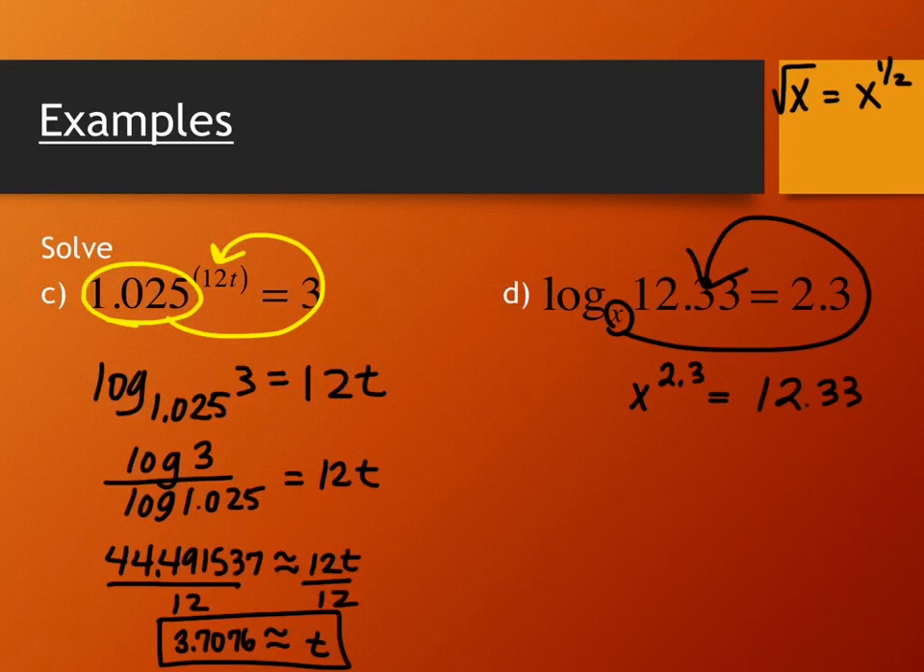Some of your calculators will let you deal with it that way. I'll show you that in a second, and some of them just won't. So if you're dealing with it from an exponential standpoint, what you would do next, I'm going to move mine over just to give me some space, is you would take both sides and raise it to the power of 1 over 2.3.